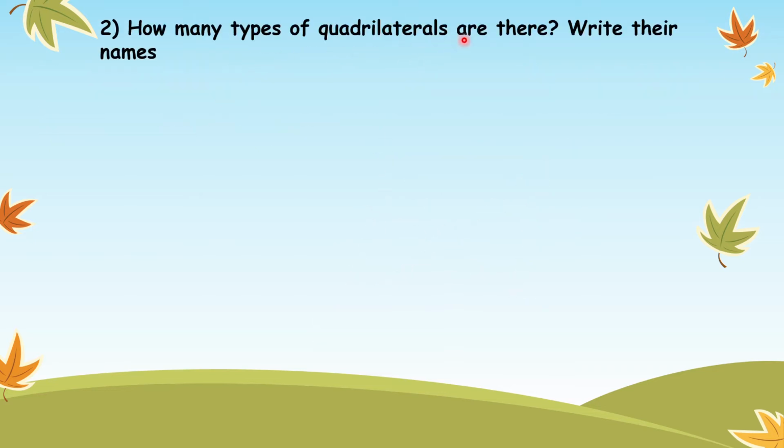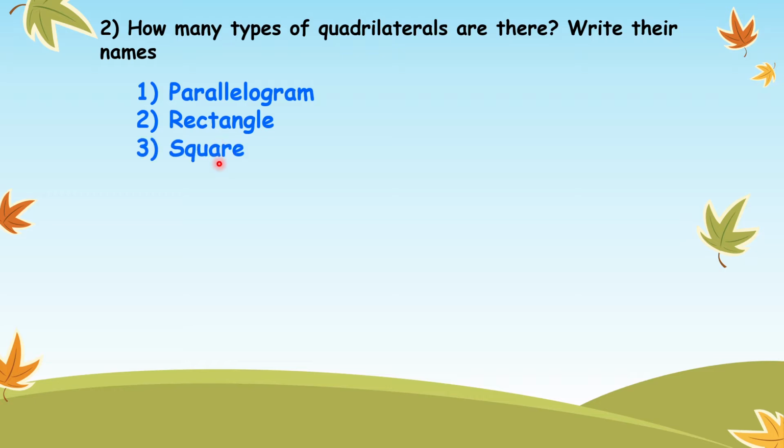How many types of quadrilaterals are there? Write their names. There are 6 types of quadrilateral. The first is parallelogram, second is rectangle, third is square, fourth is rhombus, fifth is trapezium, and sixth is kite.